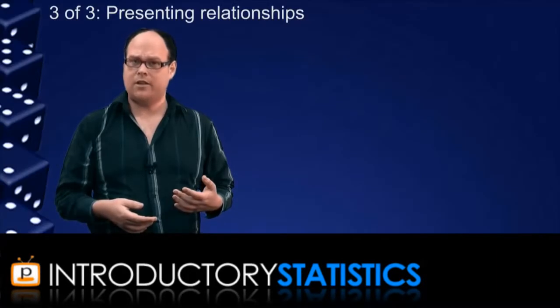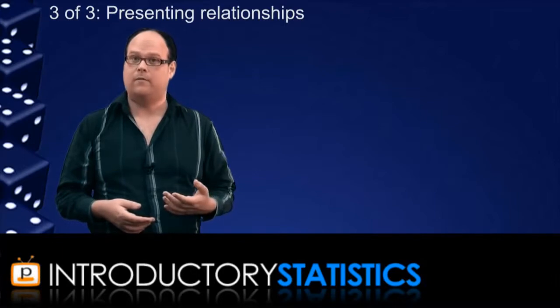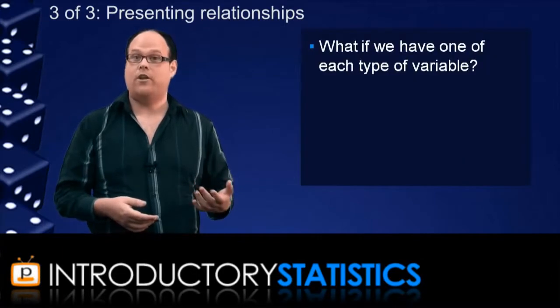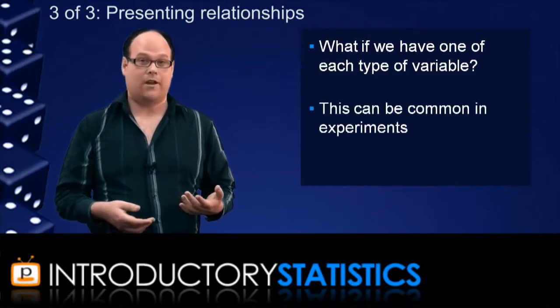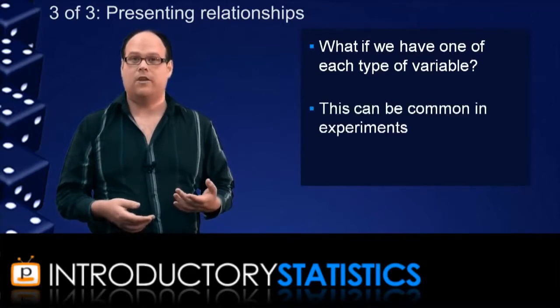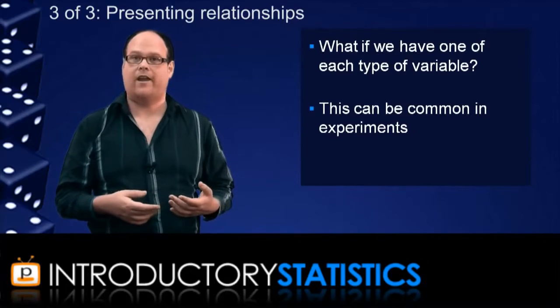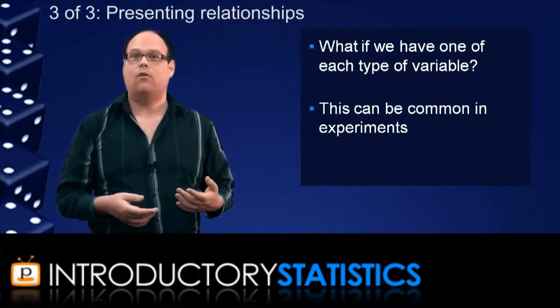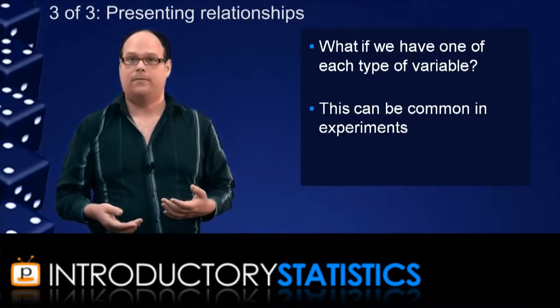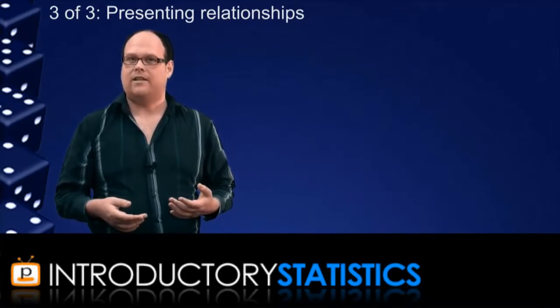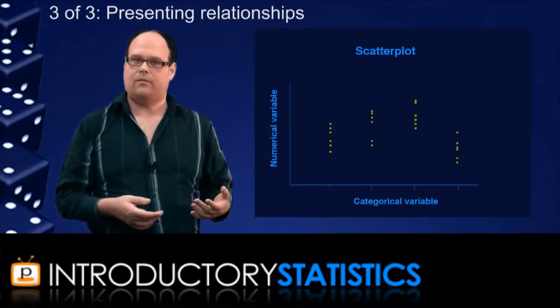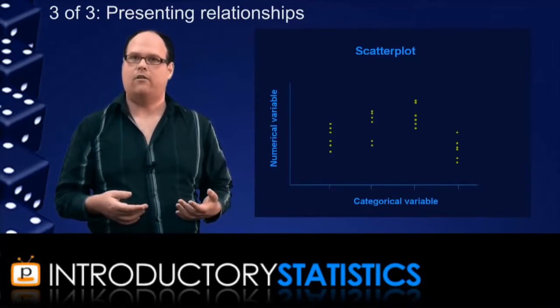So that's the relationship between two numerical variables. What about if we have one numerical and one categorical variable? Well, this situation is quite common because in experiments you can often provide different levels of a categorical variable and then record the level of a numerical variable. In this case, we can still use scatter plots, but they won't look exactly the same. Here's an example of a scatter plot showing the relationship between a numerical variable and a categorical variable.